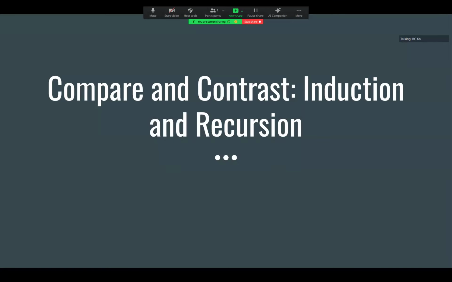Compare and contrast induction and recursion. Hello, everyone. Welcome to a lecture on the topic compare and contrast induction and recursion. We're going to look at foundational principles in mathematics and computer science. And so by the end of the lecture, you will have an understanding of both induction and recursion and their applications.